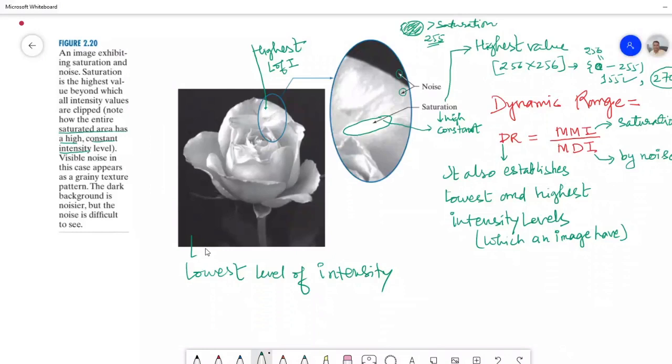So here below, k represents the bits, and capital L represents the number of intensity levels in the image. L is the number of intensity levels. Now see here, this is the L, this is the L. And this is the value of k.